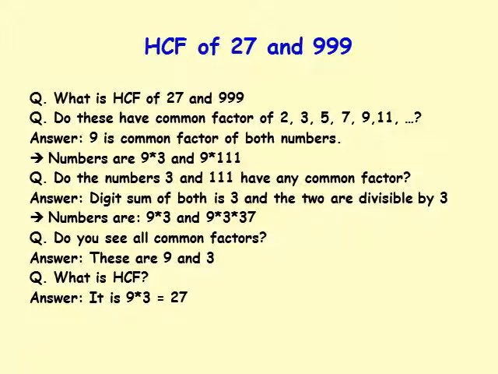So what's the HCF now? We have one factor 9 and one factor 3. So the HCF is 9 times 3, which is equal to 27. We did not use prime factors, we used a 9 instead, and 9 is equal to 3 times 3. So if you need prime factors, well, let's find out.